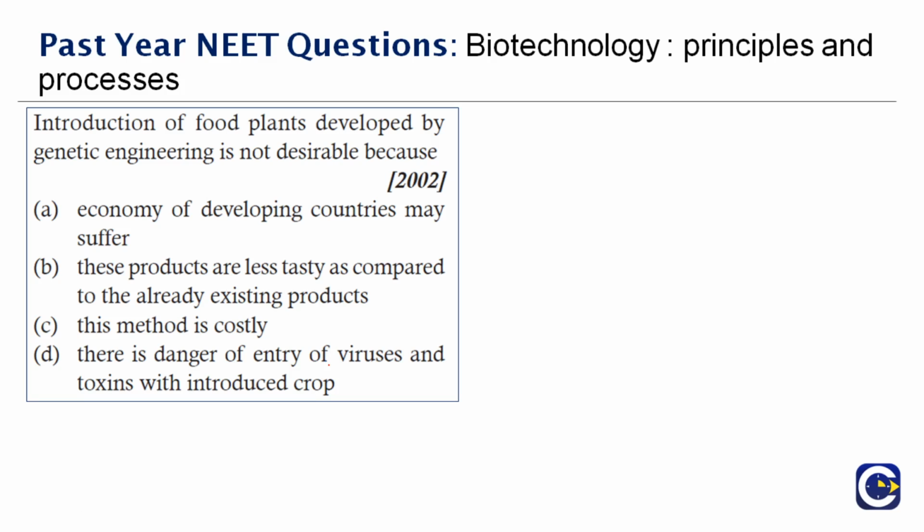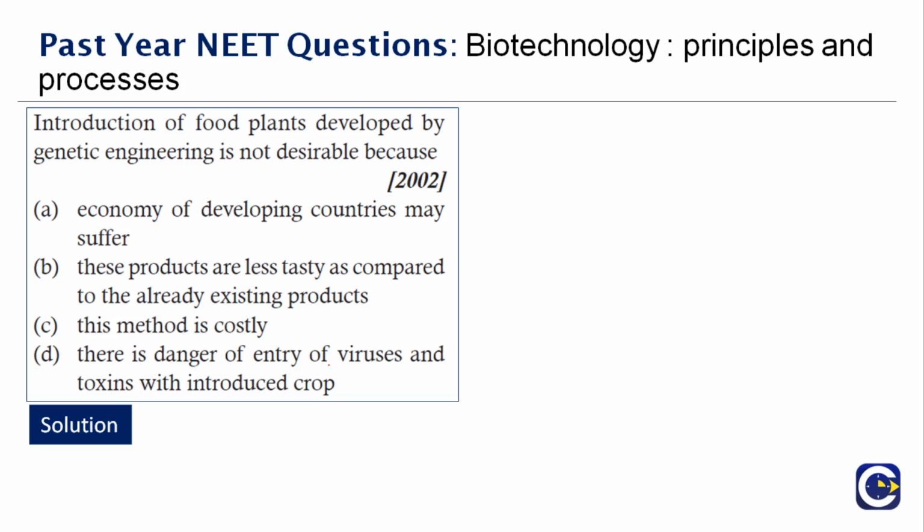Introduction of food plants developed by genetic engineering is not desirable because of dash. So it's more like an artificial method, right? It's not a natural method. You're introducing something of your own interest. Plants which are developed by genetic engineering are called transgenic plants. These are genetically modified plants, which are the food that we consume. For their production, microorganisms like bacteria and viruses are used as vectors to insert the required gene or to delete a particular gene sequence.